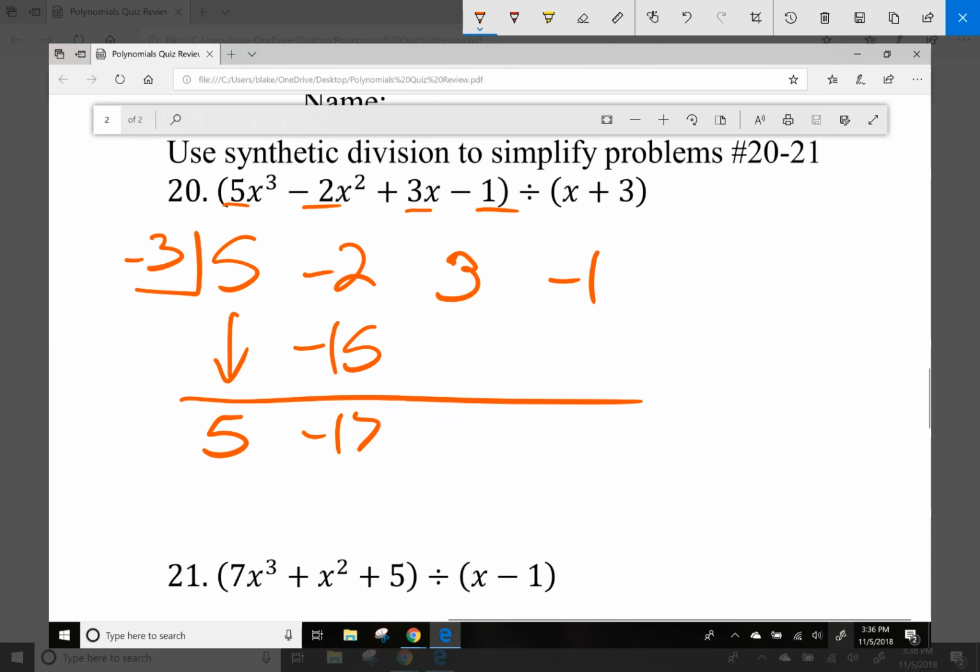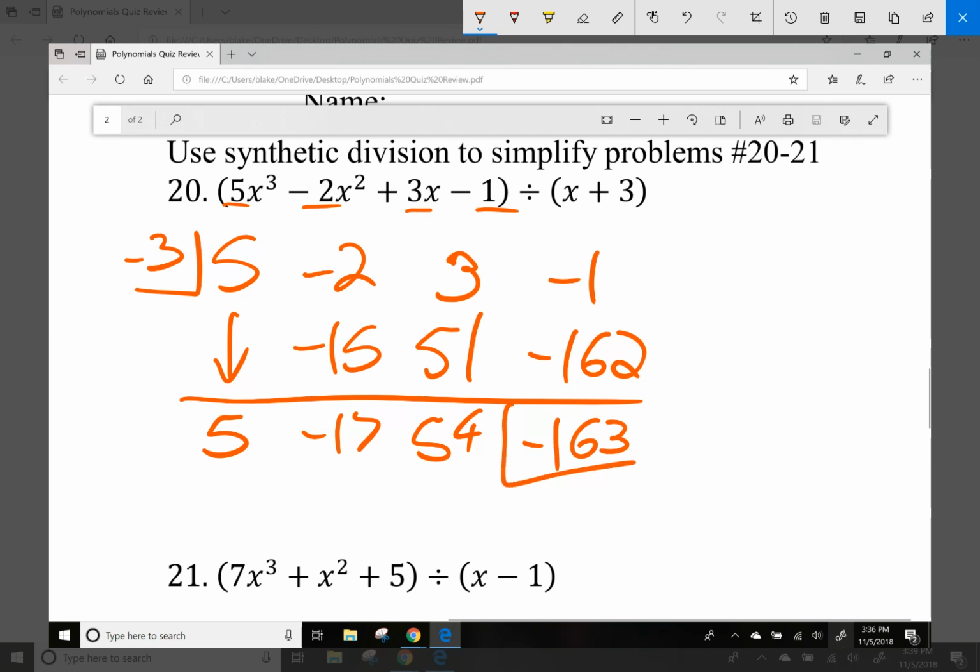And then multiply -17 with -3. And that is... let me grab a calculator. 17 times 3. 51. Positive 51. So that goes there. And then you add these terms. 3 plus 51 makes 54. And then again, you multiply 54 with -3. 54 times -3 is -162. And then combine those. That's going to make a -163.